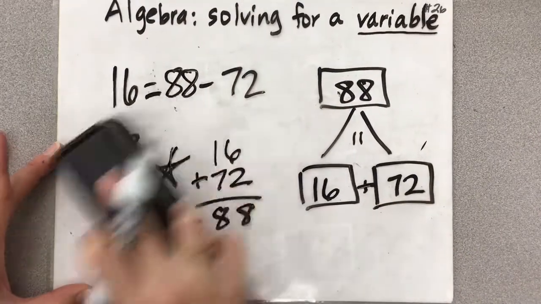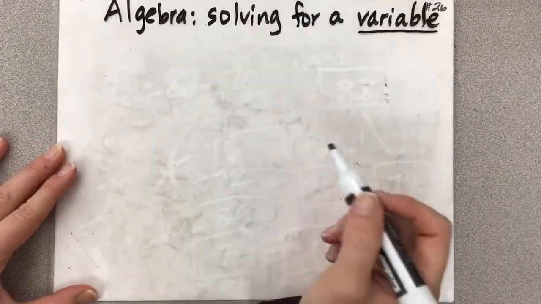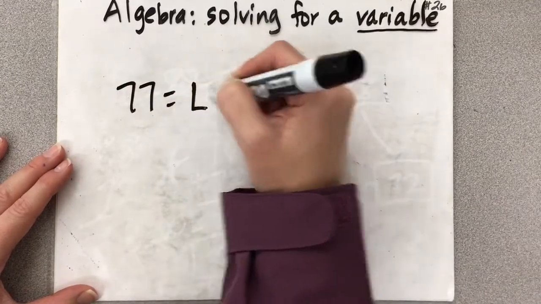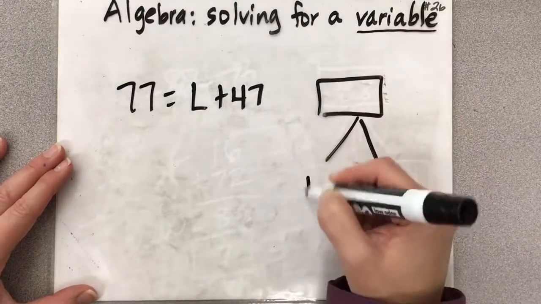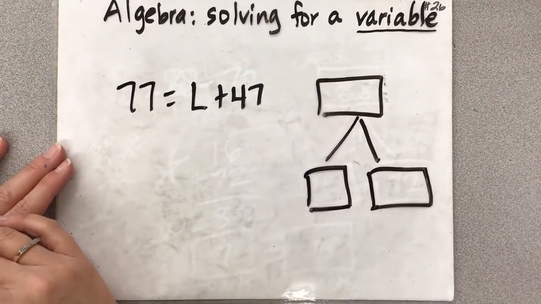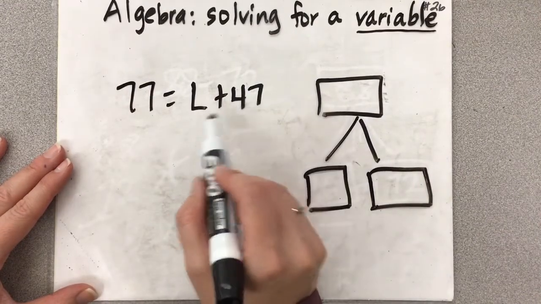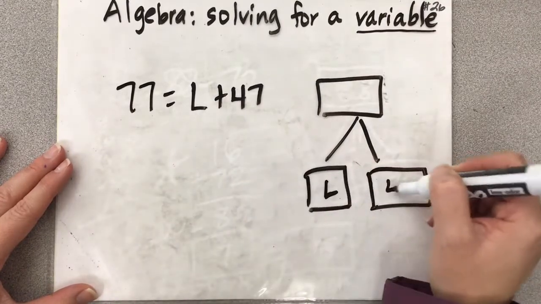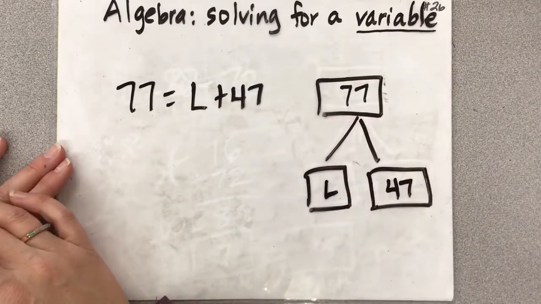All right, let's look at one more example of solving for a variable. In this case, our variable is going to be L. And I'm going to use the break apart drawing again and start filling in the parts that I know. In this case, I know that L and 47 make up 77. So I know that L and 47 are my parts, and 77 is my total.